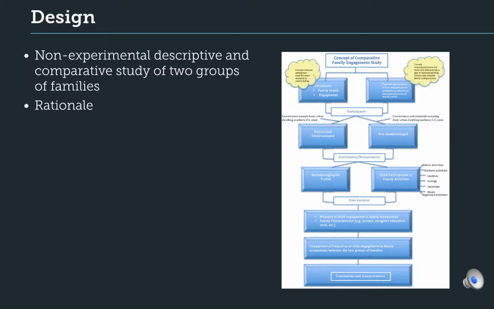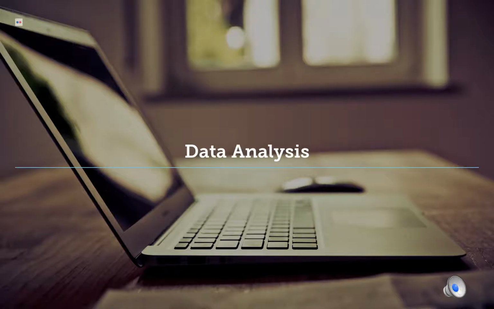The ambiguity related to family health, as influenced by child engagement and family occupations, has been cited in the literature and was reported as a research problem and a gap in the literature in previous assignments. To the right side of the slide, you will see the research diagram I developed depicting this study's concept of comparative family engagement. Next, I will discuss data analysis.